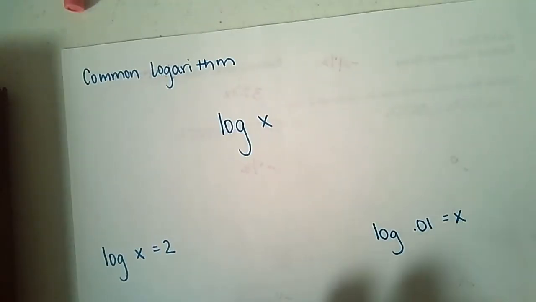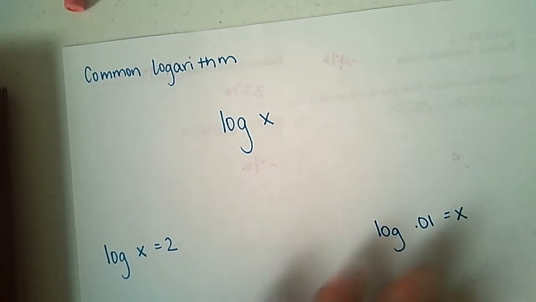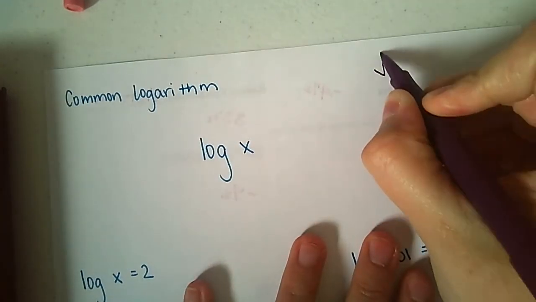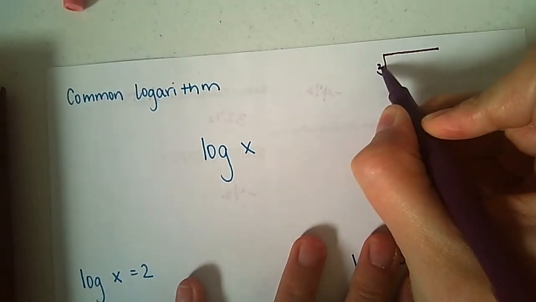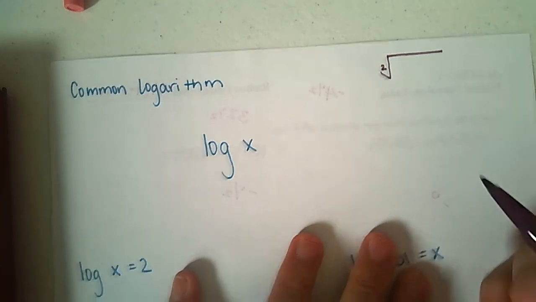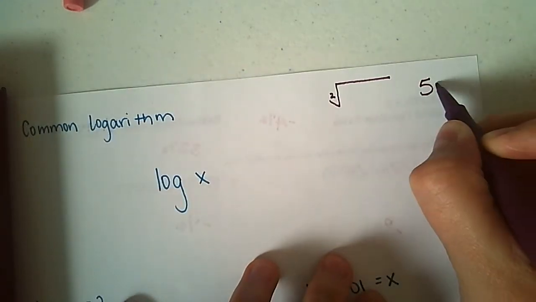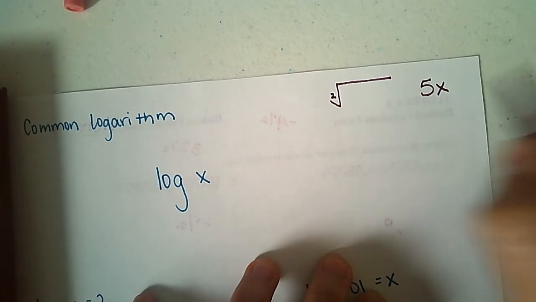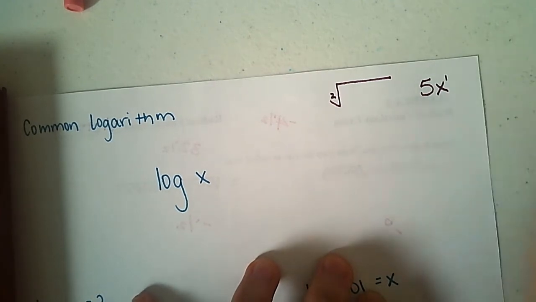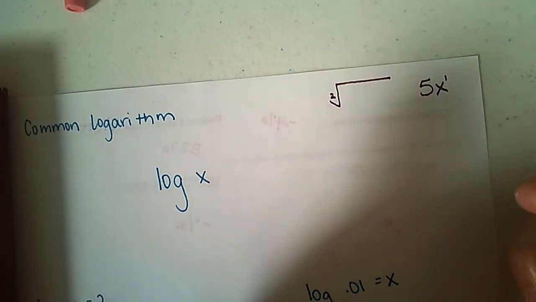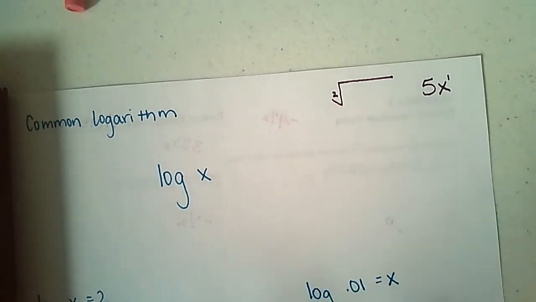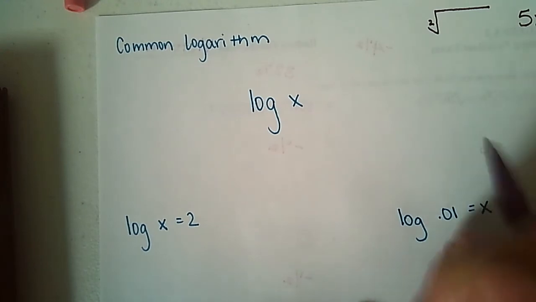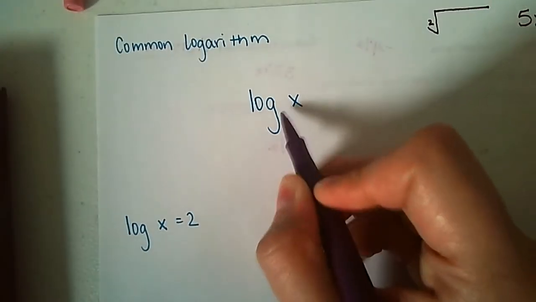And that is what we call the common log. So when we do square roots and stuff, we know we don't write it, but we know that index number is a 2. Same thing as if we were to write 5 times x. We know the exponent on that x is a 1, but again, we don't write it. There's a few other things in mathematics like that, where we just know what that number is, but we don't write it.